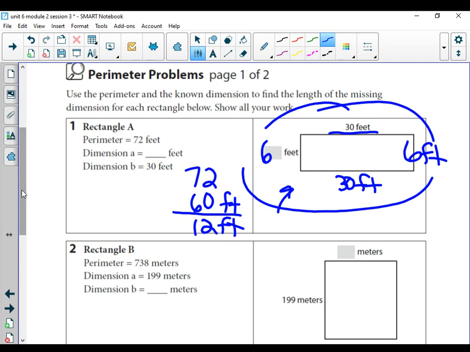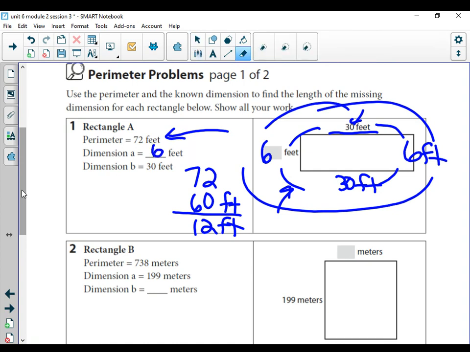And so we're going to add them all up again. We're going to add all the sides up. 6 plus, well, let's do it the easy way. 30 plus 30 is 60, plus 6 more, 66, plus 6 more is 72, which gives us a magical perimeter of 72 over here. So dimension A, the unknown, this was B, dimension A must be 6. Boom, we did it.